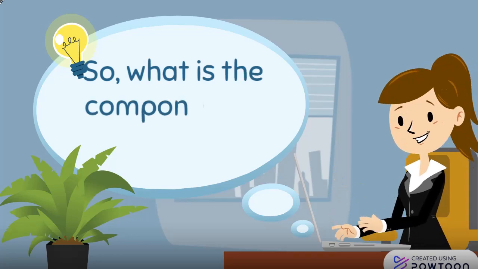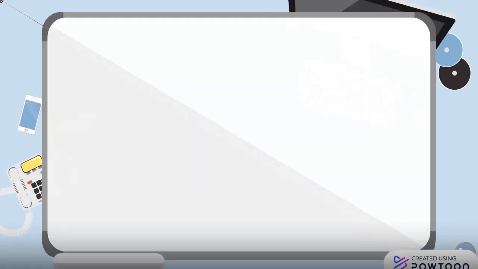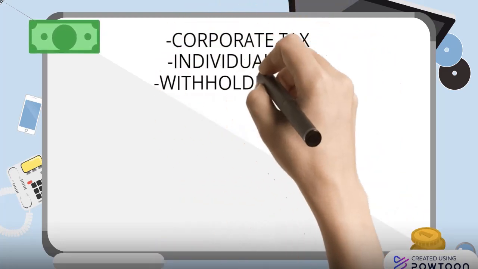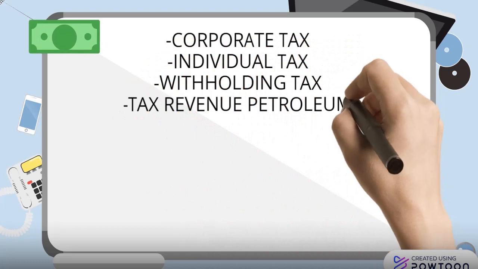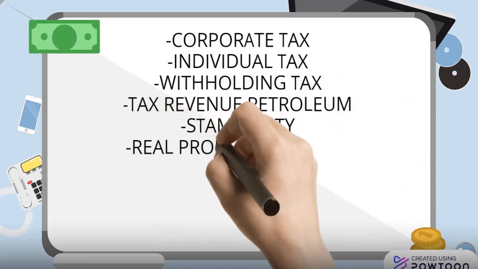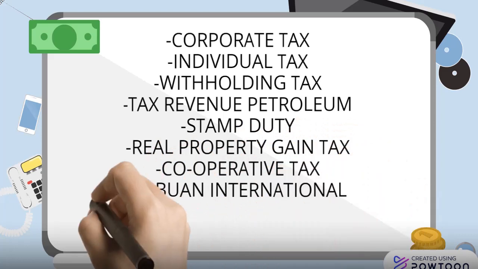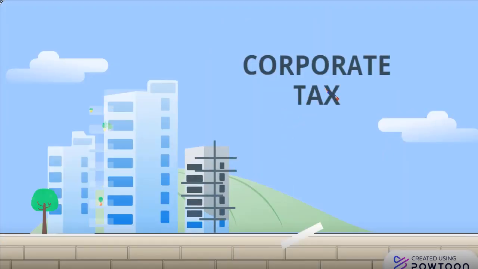So, what are the components of direct tax? The components of direct tax are corporate tax, individual tax, withholding tax, tax revenue petroleum, stamp duty, real property gain tax, cooperative tax, and Labuan International Offshore Financial Centre tax. So I'll be explaining this direct tax.